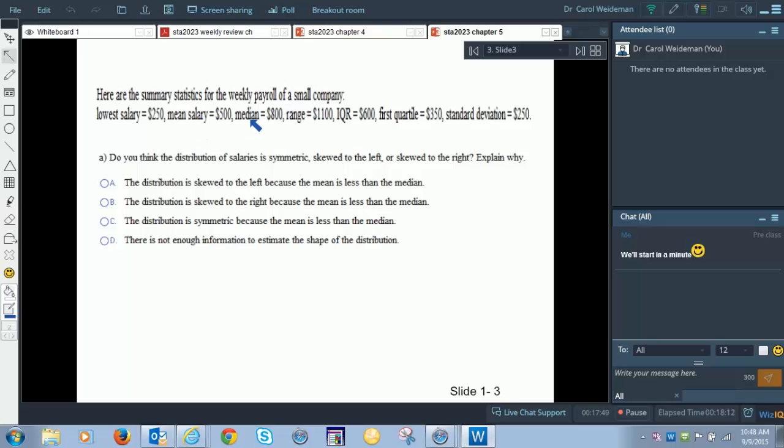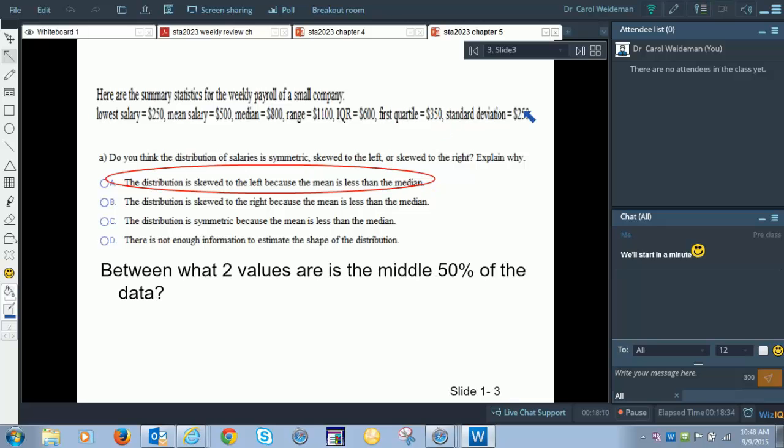And what else might we think about? We could look at the distance from the mean or the median to the lowest salary and to the highest salary, 300 versus 550. But I think your key here might be this difference in the mean and the median that we talked about before. So it's probably skewed to the left because the mean is less than the median. And also if you went ahead and did your Q1, your Q3, and so forth, you would see that it's definitely skewed to the left.